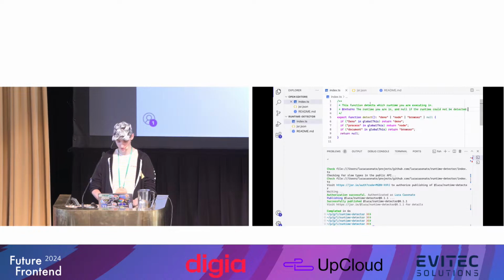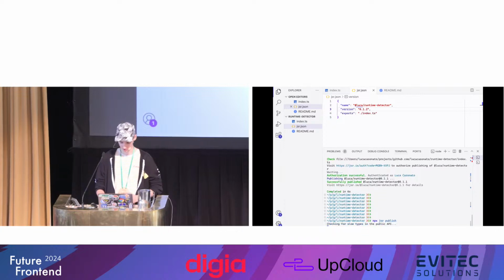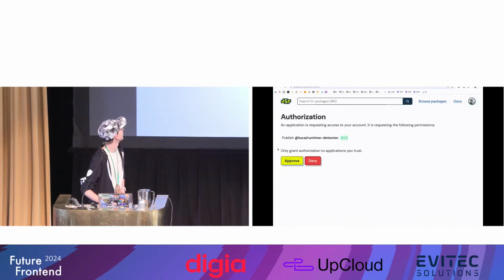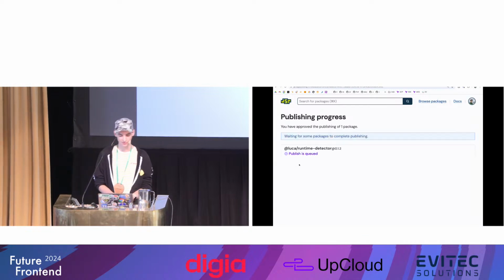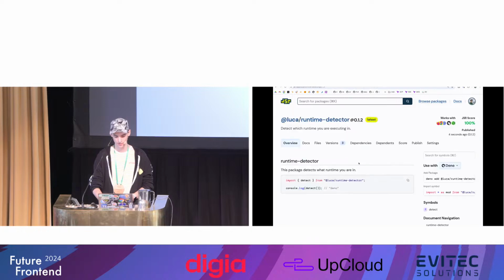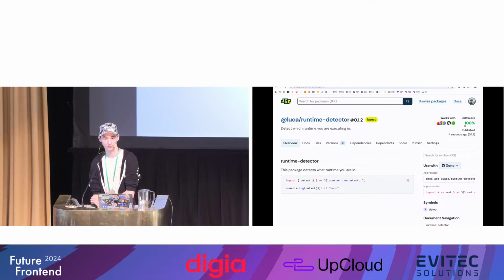And then what I do is I will bump my version again and run npx JSR publish. Click on approve. Give it a couple seconds. And it's published. And now I have a README, and I have 100% score. OK, so I published a package. It's on JSR. It has 100% score.